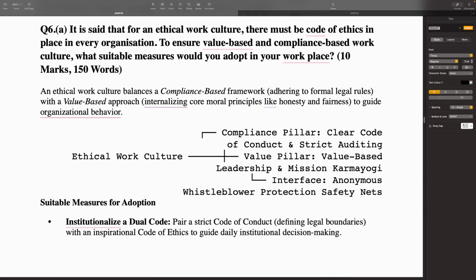Question 6a. It is said that for an ethical work culture, there must be a code of ethics in place in every organization. To ensure value-based and compliance-based work culture, what suitable measures would you adopt in your workplace? An ethical work culture balances a compliance-based framework adhering to formal legal rules with a value-based approach, internalizing core moral principles like honesty and fairness to guide organizational behavior.